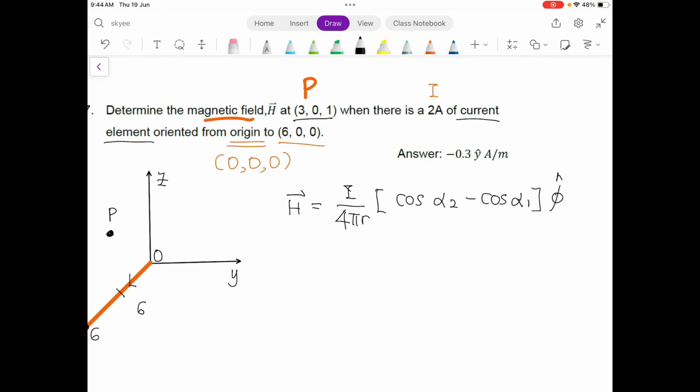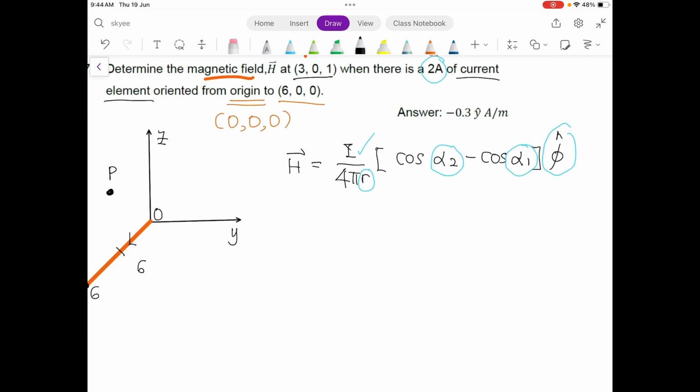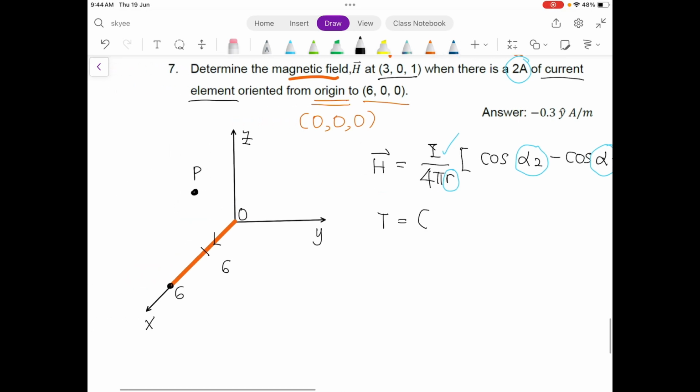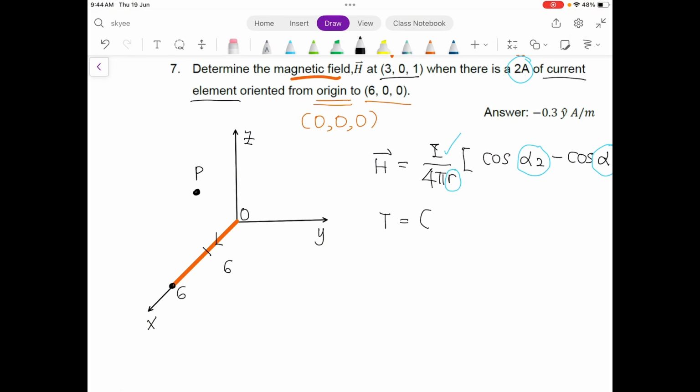So we know what is I. The I we know it is 2 amperes. So we have to figure out what is the r, what is the alpha 2, and what is the alpha 1, and also the phi component. So these 4 components we need to find out. First of all, we find the r. Before we find the r, we need to identify what is the coordinate of point T. Point T will be along the axis that has your current elements, so it will be along the axis here, the position of the point T, any position along this axis.